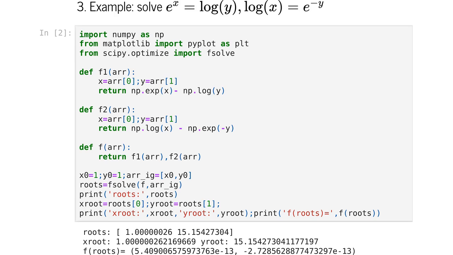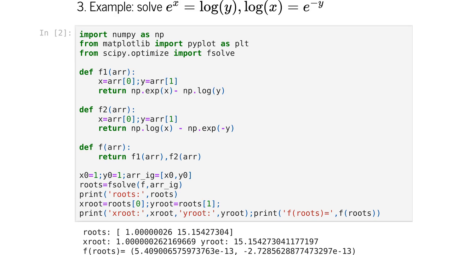Let us consider another example to solidify our understanding. This time, we are tasked with solving a system involving exponential and logarithmic functions. The equations are e to the power of x equals the natural logarithm of y, and the natural logarithm of x equals e to the power of minus y.